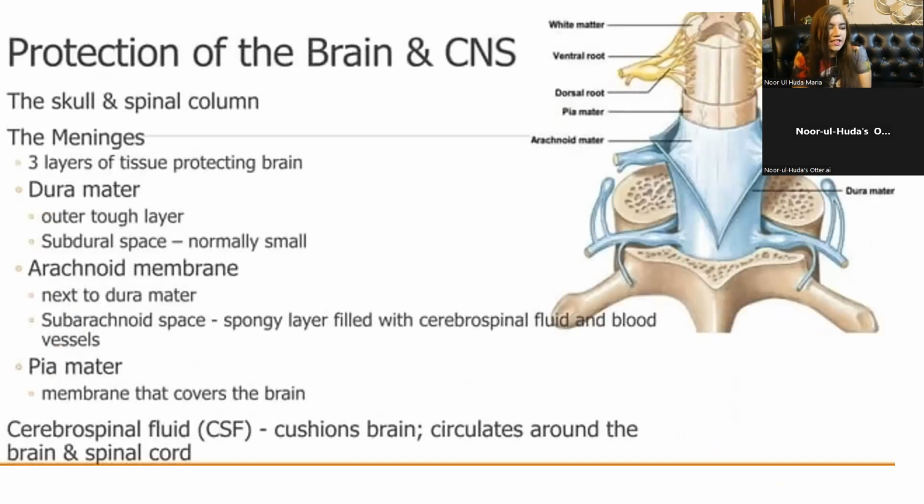The skull and the spinal column, and the three meninges, the three layers of tissue protecting the brain. That includes the outermost dura, which is an outer tough layer, and below the dura, between the dura and the arachnoid, lies the subdural space, which is normally just a potential space. The subdural space is more important in the elderly age group, where the brain shrinks and pulls on the bridging veins, which might lead to a collection of blood in the subdural space. The chronic subdural hematoma that you might have heard about in the elderly is because of the same reason.